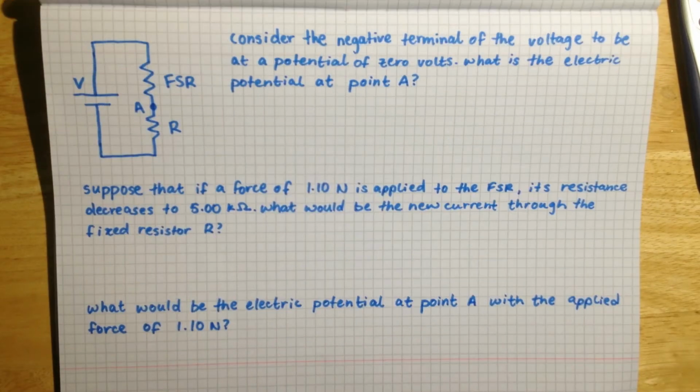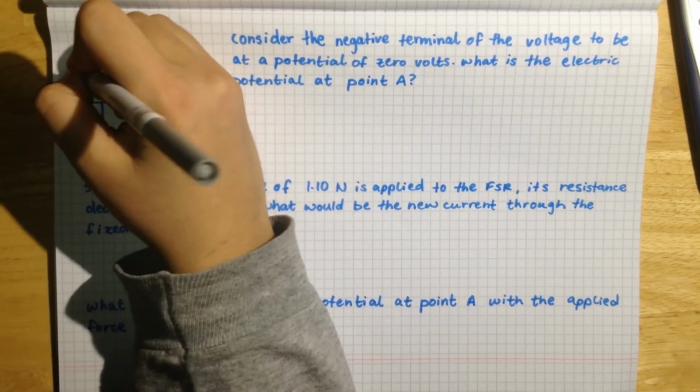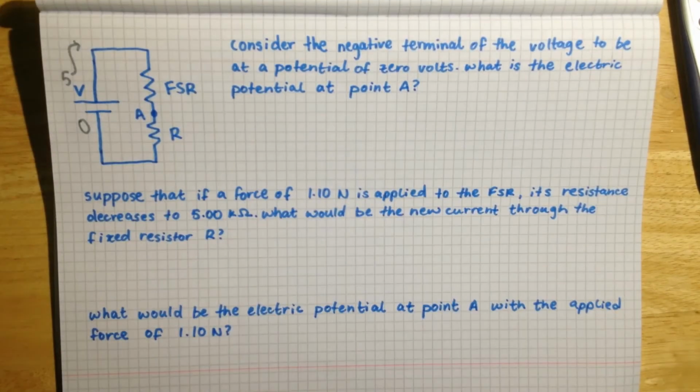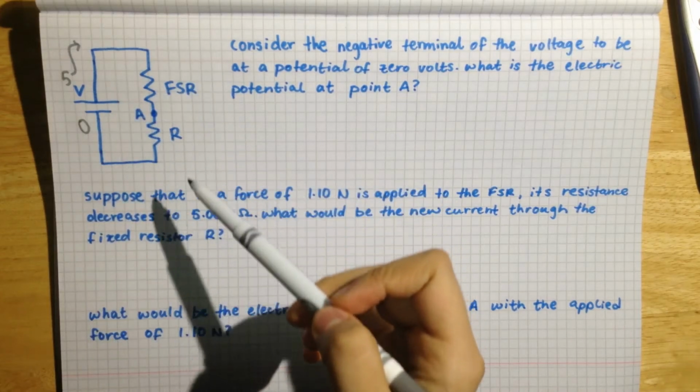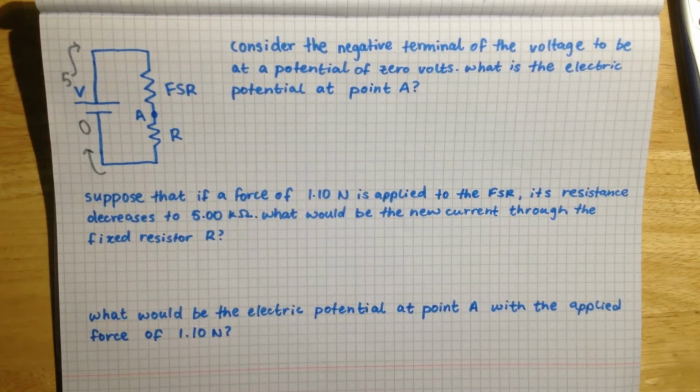So the next part of the question says to consider the negative terminal of the voltage to be at a potential of 0 volts, and we are asked to calculate the electric potential at point A. So the negative terminal is this bottom one over here, and they're telling us that 5 volts goes in from the positive terminal. By the time those 5 volts cross through these two resistors and reach this negative terminal, they have been reduced to 0 volts. So we have to find the electric potential at point A, which is in between the two resistors.